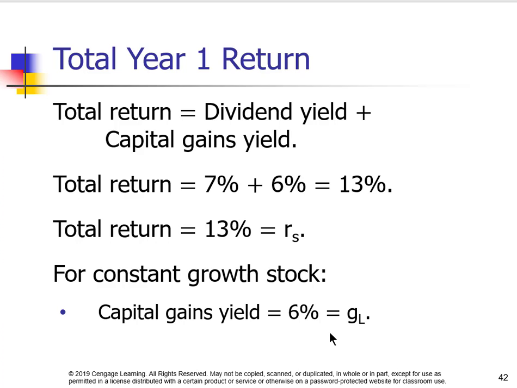So again, for year one, this is the information we know. We expect a total return of 13%. The required return, we said, is 13%. And we think for this stock, the constant growth of stock is the capital gains yield, which again, 6%.